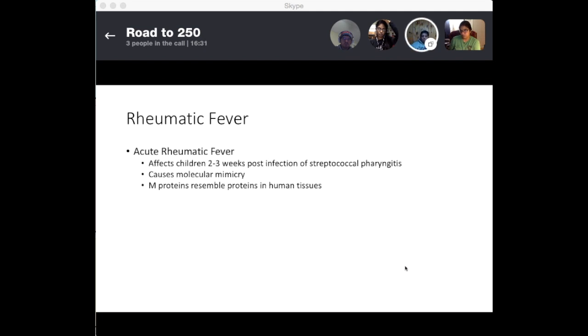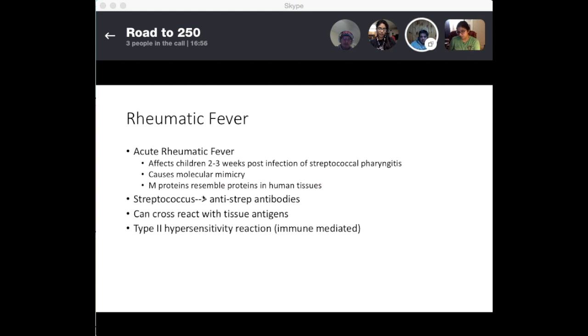So acute rheumatic fever is essentially pharyngitis that occurred in a young child, and then 2 to 3 weeks after that pharyngitis, it causes rheumatic fever. Essentially, it's caused by molecular mimicry, so M proteins that resemble proteins in the normal tissue. So it's basically cross-reacting with tissue antigens, and that's a type 2 hypersensitivity reaction, which is an immune-mediated reaction. And we're going to talk about the diagnosis in a second.